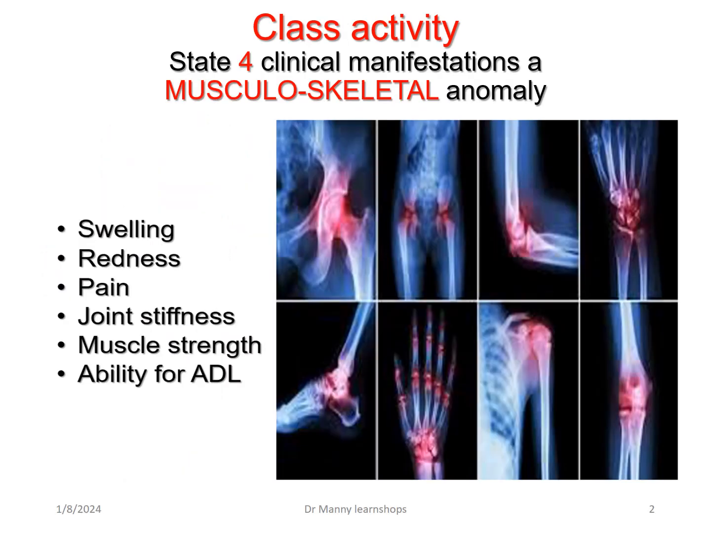Now typically clinical manifestations associated with anomalies of the musculoskeletal system could be associated with swelling, edema, redness, inflammation, pain, joint stiffness, muscle strength, and the ability or inability to perform activities of daily living.